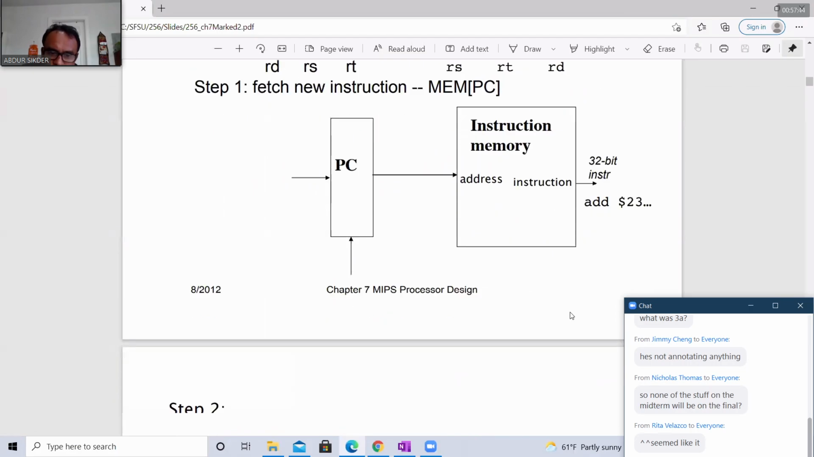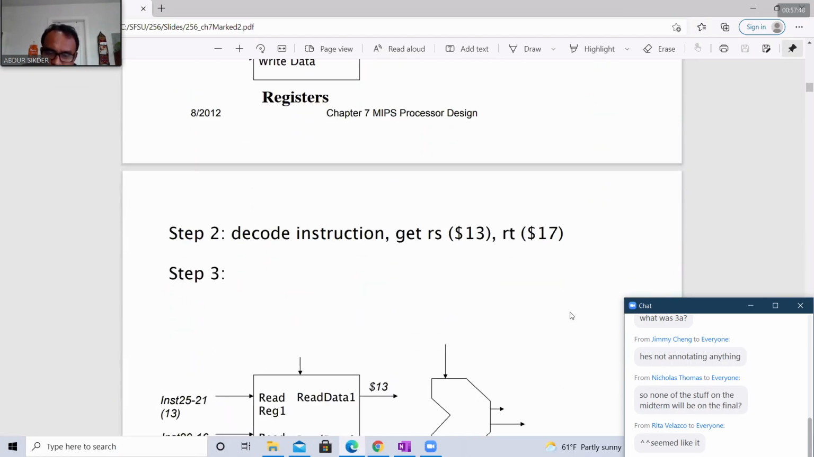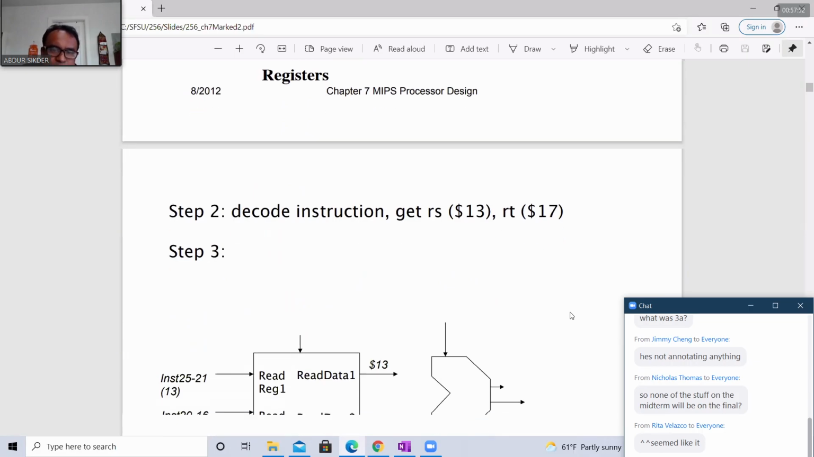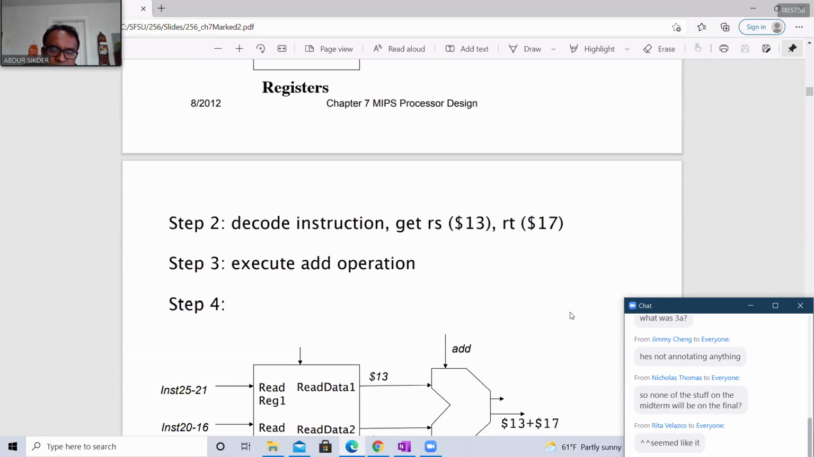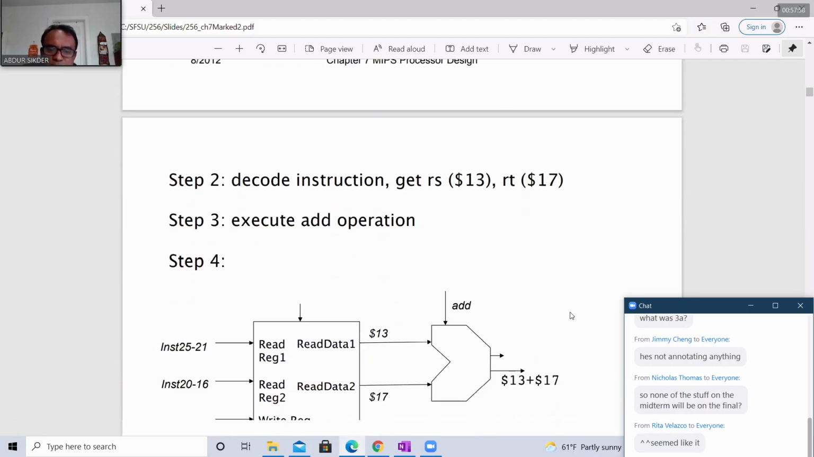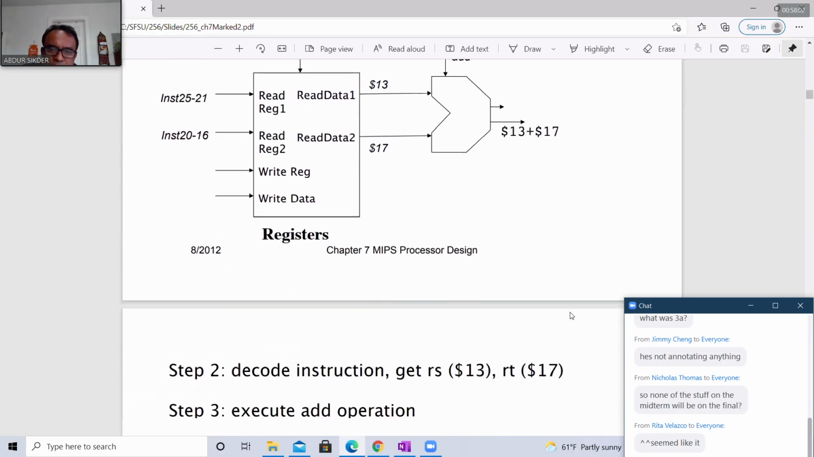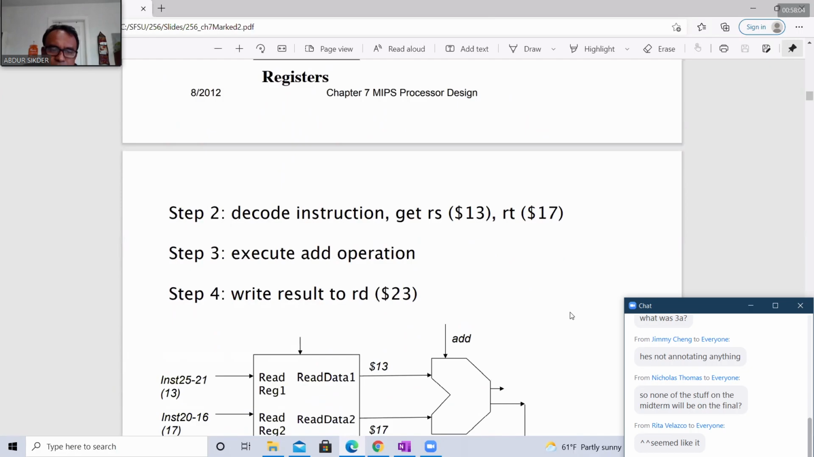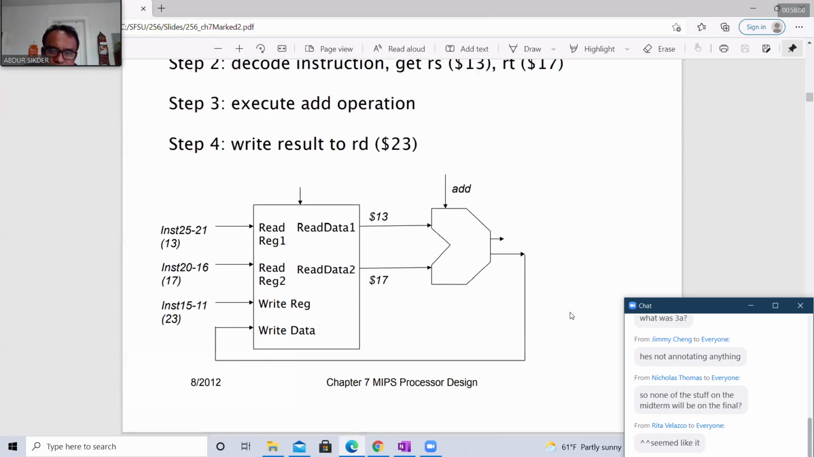Step 2, you decode the instruction. So get RS and RT. Step 3, execute the add operation. So you have an adder, you execute that add operation. Step 4, write the result to the RD, the destination. Write result to the RD.